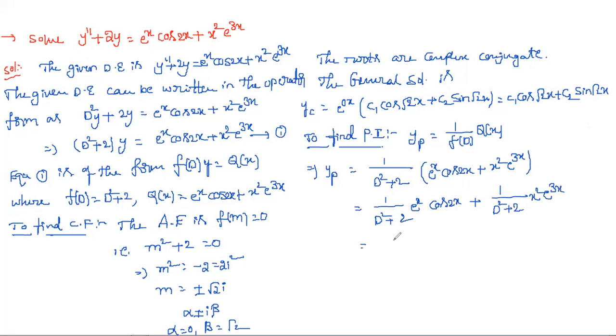You can give the name yp1 to this one, and yp2 to this one, and this complete one is yp. Let it be taken as 1. Now for the second, since we already gave 1, we can take this as 2. Now we need to find yp1 and yp2 separately. So first, yp1 is equal to 1 by D square plus 2 e power x cos 2x.